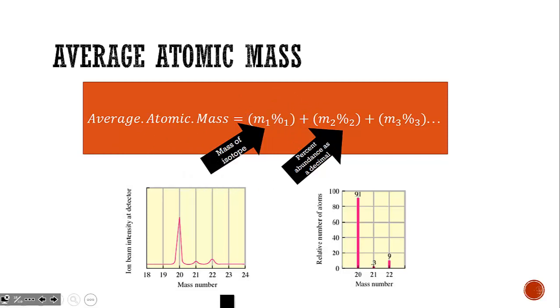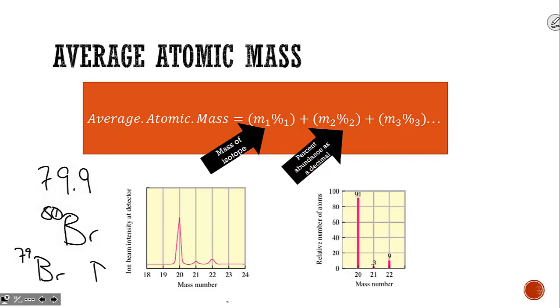It's not always true. For example, bromine's average atomic mass is 79.9, so you would say, oh, well, bromine-80 has to be the most abundant. But that's not true. In fact, there's no such thing as bromine-80. Bromine-80 is highly unstable. Only bromine-79 and bromine-81 exist. They each exist almost 50% of the time, and so averaged together, they come out to be very close to 80.